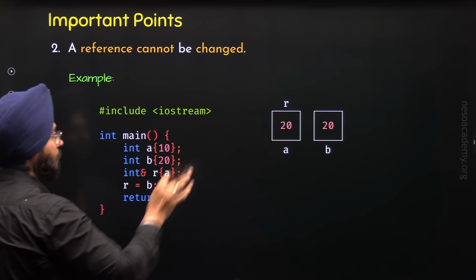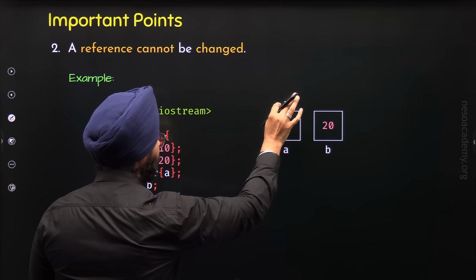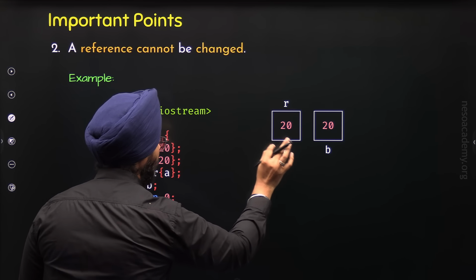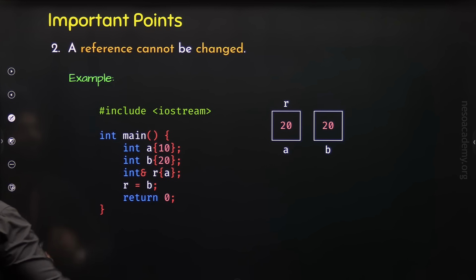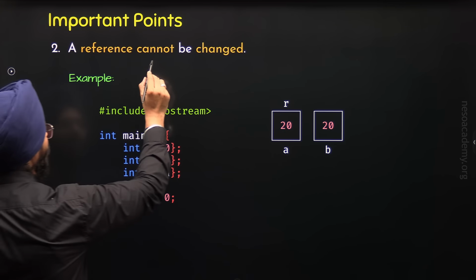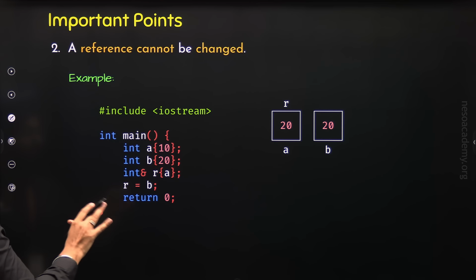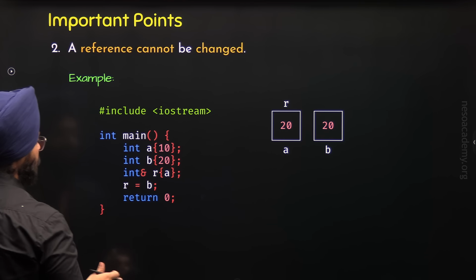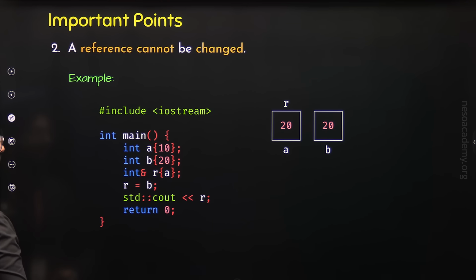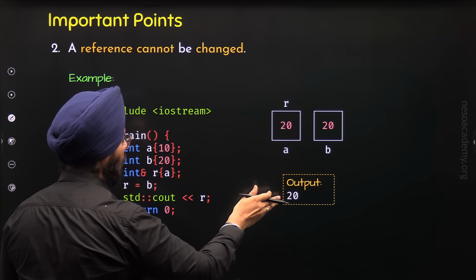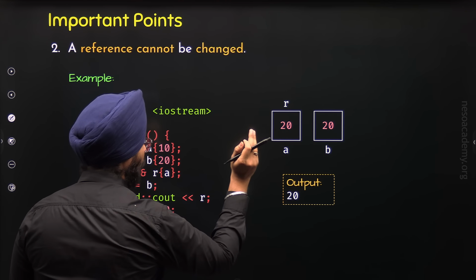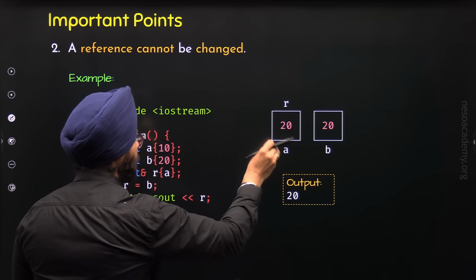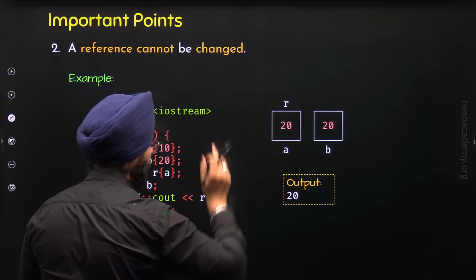But we can also observe that r is still the reference for this variable a. Because once we defined reference for a specific variable, we cannot change it. That's the point. Now if we try to display r, we will get value 20, not because r is the reference for b, but r is the reference for a and a is currently holding value 20.